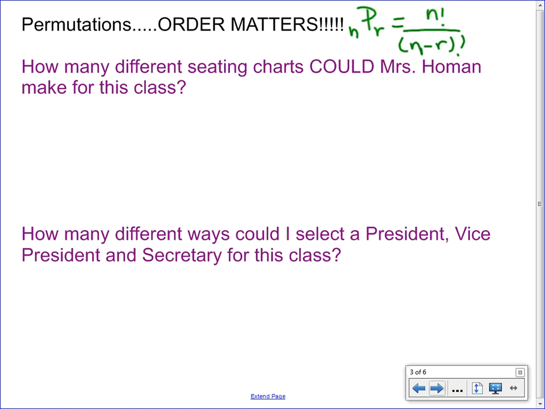Oh, yes. So 23? Okay. So if there's 23 students, how many different seating charts could I make? How do we do it? 23. Or you can say 23 factorial. Right? Or you can say 23 permutations of 23, which is n minus r.